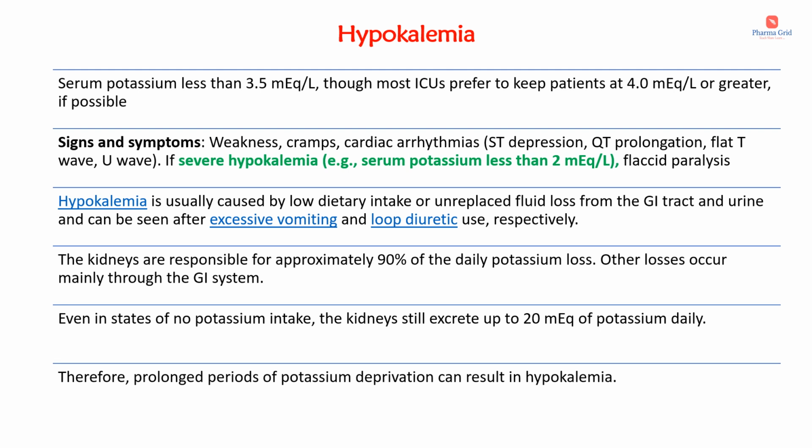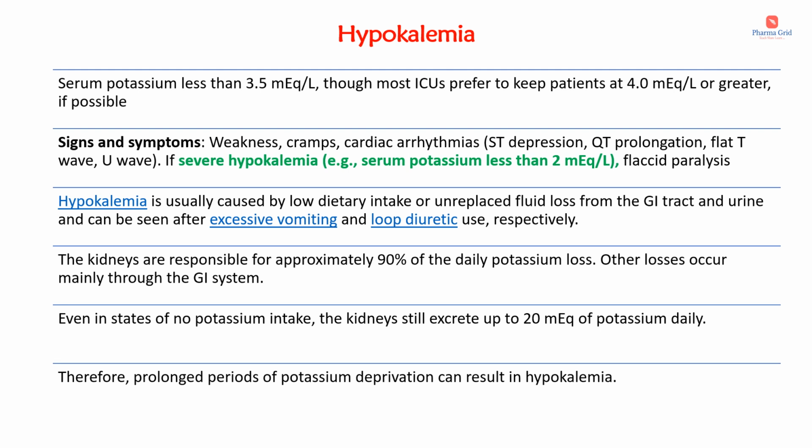Hypokalemia means serum potassium less than 3.5 milliequivalent per liter. Most ICUs prefer to keep patients at 4 milliequivalent per liter or greater if possible. Signs and symptoms of hypokalemia include weakness, cramps, cardiac arrhythmias, which involve ST depression, QT prolongation, flat T wave, U wave, etc. In severe hypokalemia, which means serum potassium less than 2 milliequivalent per liter, flaccid paralysis can occur.